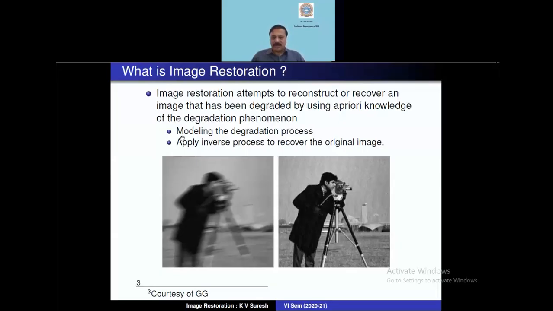So there are two steps in restoration. One is you need to model the degradation process. That means how the image is captured. Have I captured an image when the lens is not properly adjusted? Have I captured an image when the camera is moving? Have I captured an image where there is a lot of lightning and maybe rain, thunderstorms when the image is captured? This can happen in satellite imaging. So I should first model the degradation process and then try to apply the inverse process, so that I can get back the original image.